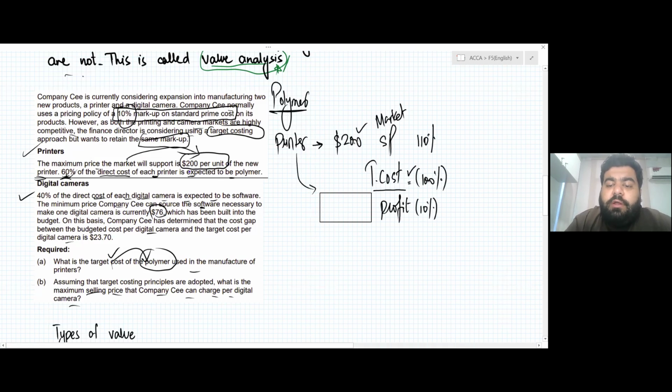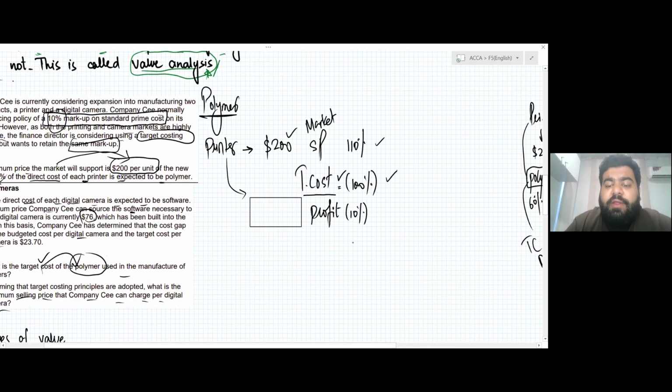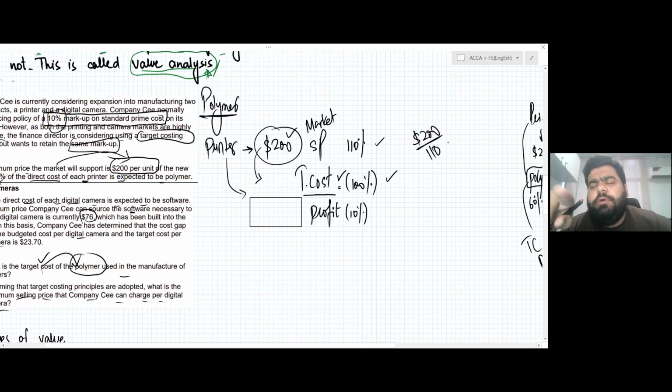So how will you go from this 200 to the total cost? If you have two percentages and you want to convert the value according to the percentage, the formula is: take this 200 divided by its own percentage. What is its own percentage? 110. There is no need to write the percentage sign here. Just divide by 110, and multiply by the percentage of where you have to go.